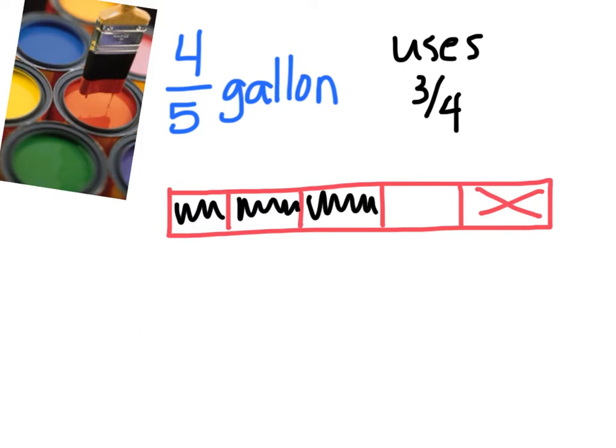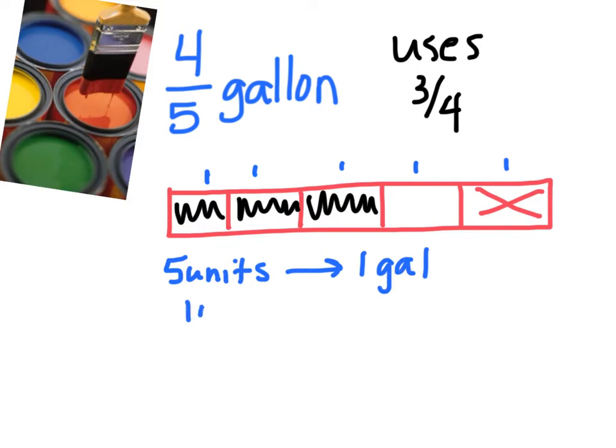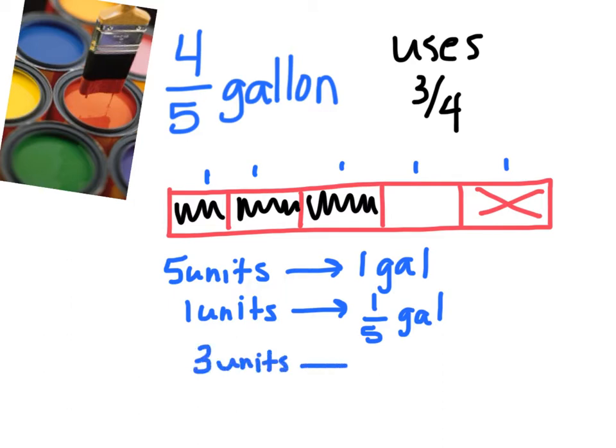So our model shows us that there are 5 units, 1, 2, 3, 4, 5, in our 1 gallon of paint. One of those units equals 1/5 of a gallon. And 3 of those units, which is what Michelle used to paint the door, equals 3/5 of a gallon. So Michelle used 3/5 gallon of paint to paint the door.